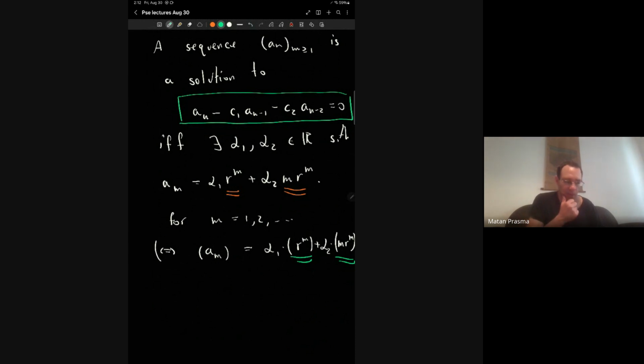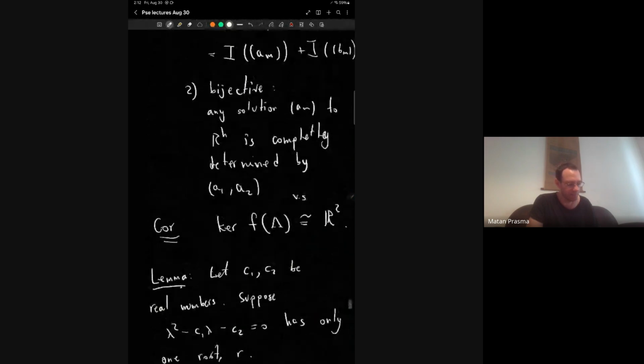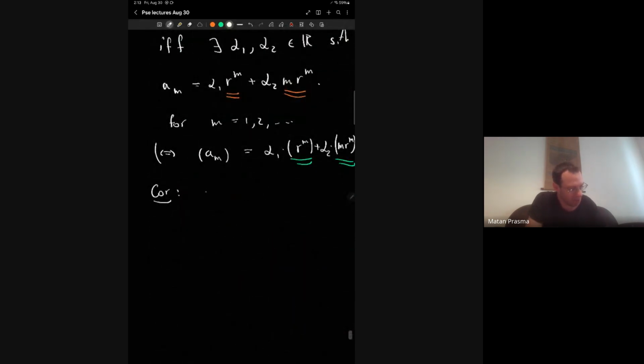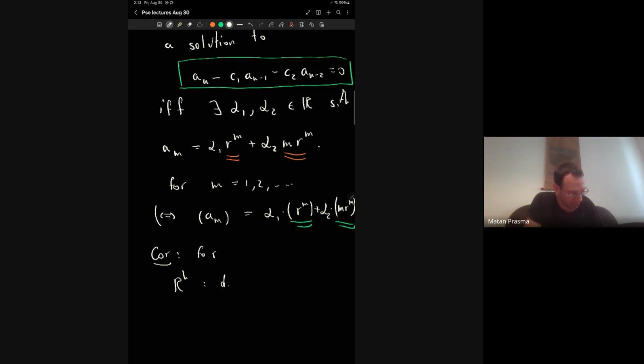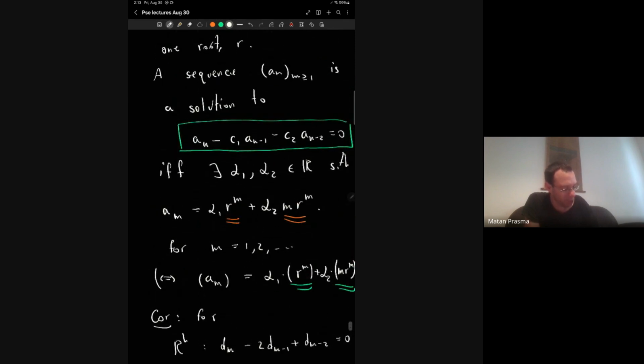So you see the corollary from the lemma is that for the relation RH, that is, let's write it like this, d_m minus 2 d_{m-1} plus d_{m-2} equals 0. Now I just shifted it so that it would fit the green box in the lemma.